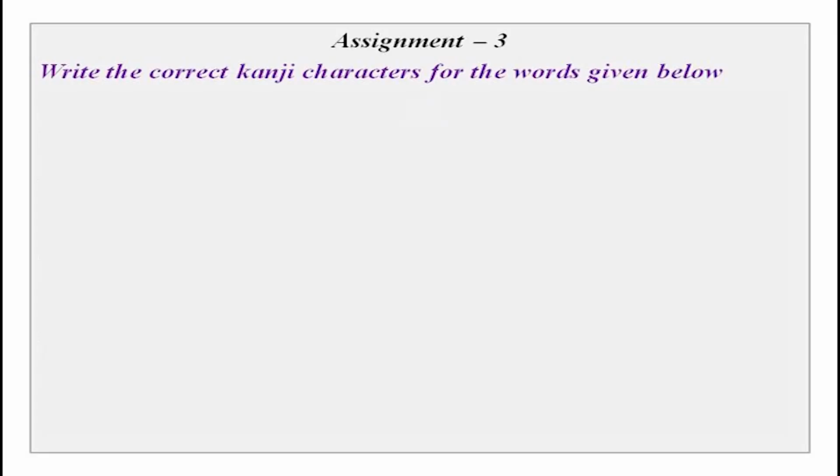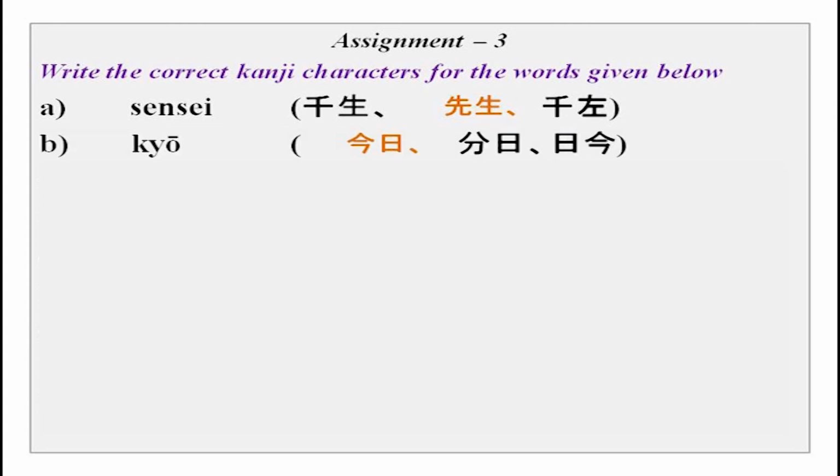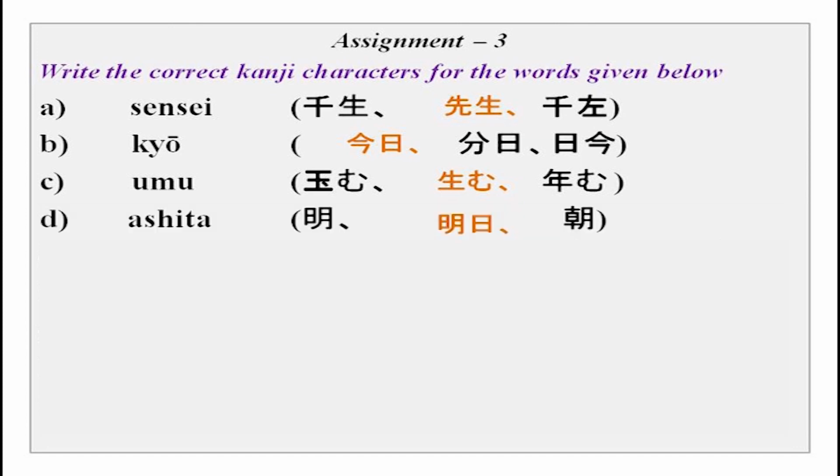Well, now we have some kanji practice for you. The first word is sensei. Let us see what it is. Sensei. Then we have kyo, umu. These two are different, though they look very similar, but very, very different. This is umu. Umu is to be born. This character itself means to give birth to.